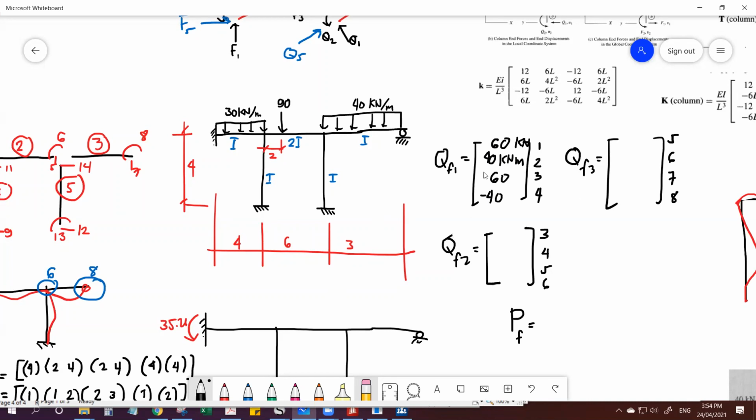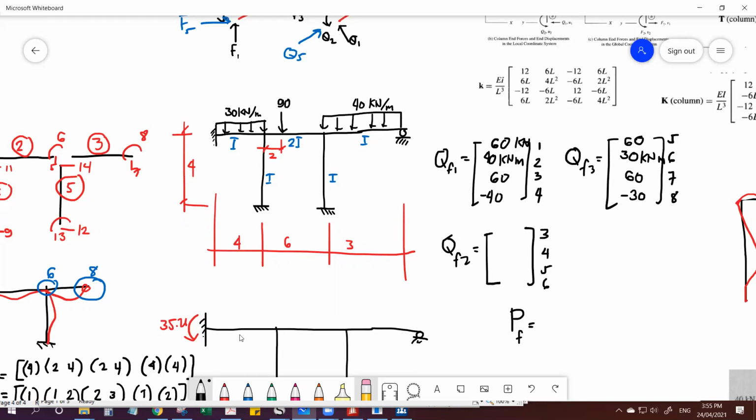QF2, maybe let's proceed with QF3. QF3, 40 times 3 is 120. Divide by 2, 60 kilonewton as vertical reaction. Moment, 30 kilonewton meter. 30 kilonewton meter. So this is also 60, negative 30.